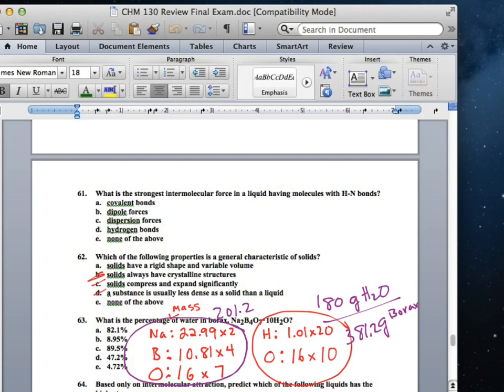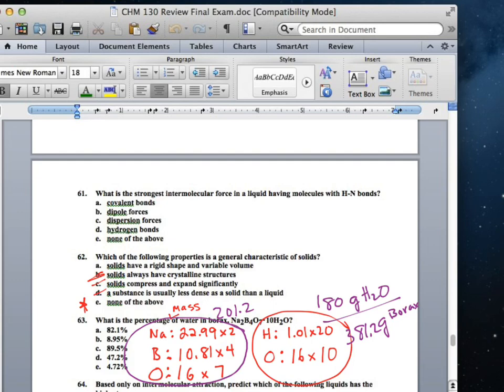Rigid shape and a variable volume. I think so. The volume shouldn't be variable for an individual substance. It should have the same volume. So that sounds like it would be E, none of the above. That is one that for sure would throw me for a loop too. The whole rigid shape and volume thing is, why do I care? Okay.